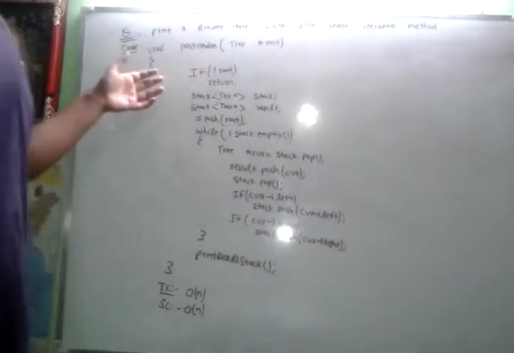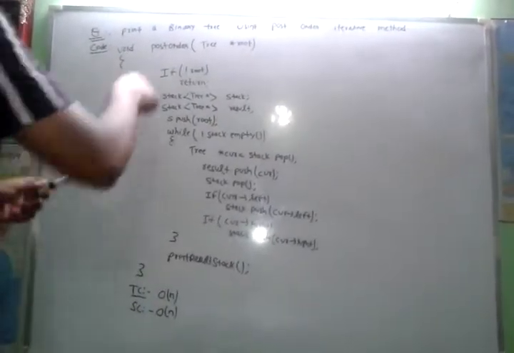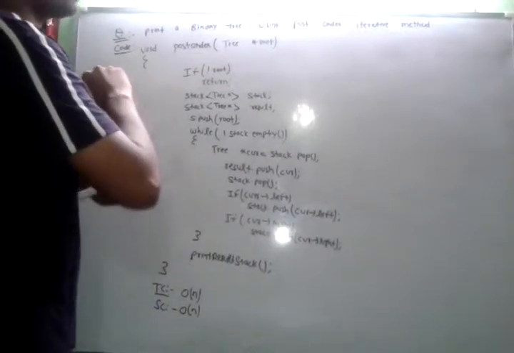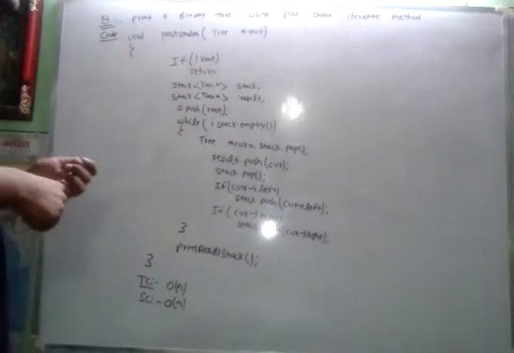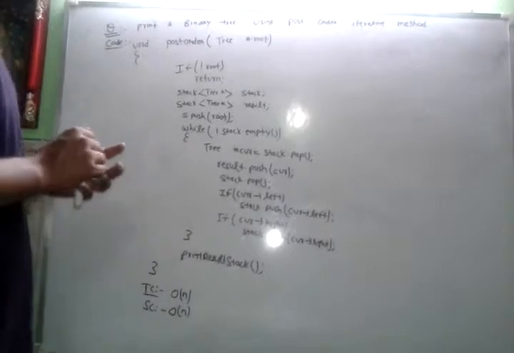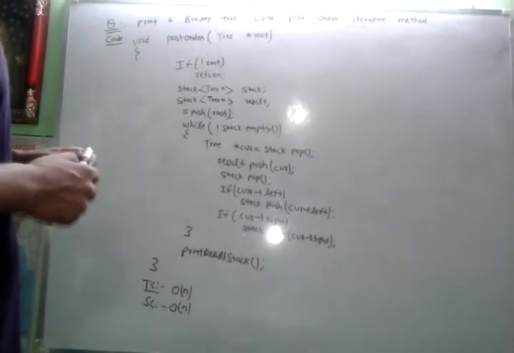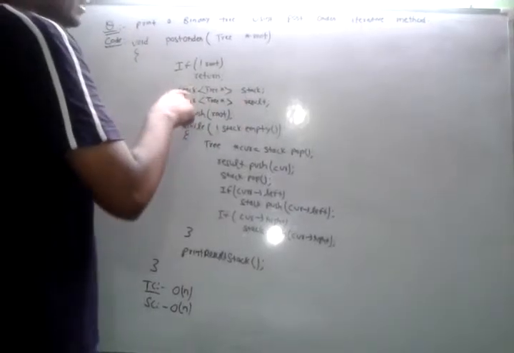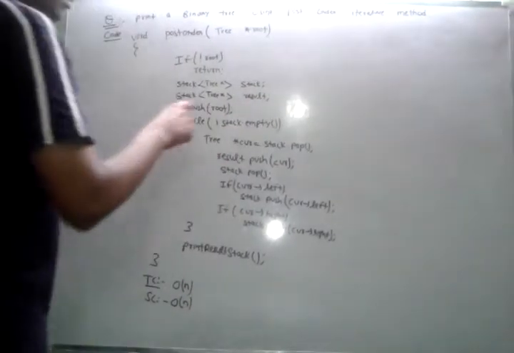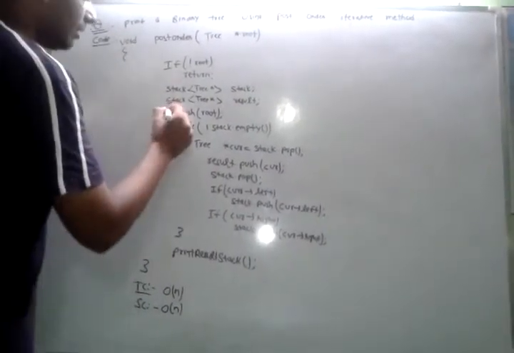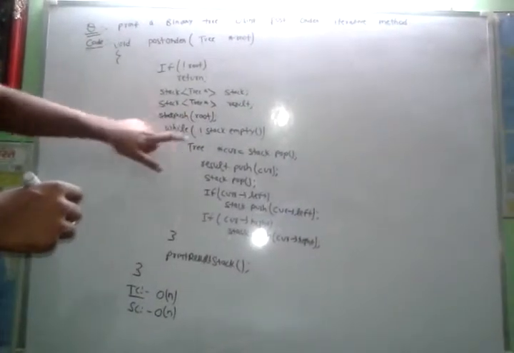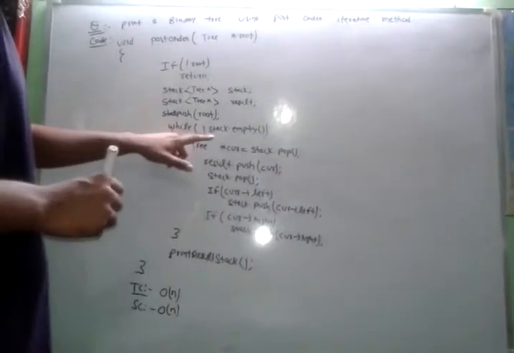This is the code for the iterative post order method. Here first of all we are checking that the root node is not equal to null. If it is null, we return from there, and if it is not null, we proceed with the iterative method. First of all, we take two stacks, one is stack and the other is result. In the stack we push the root node, and after that we iterate through a loop.